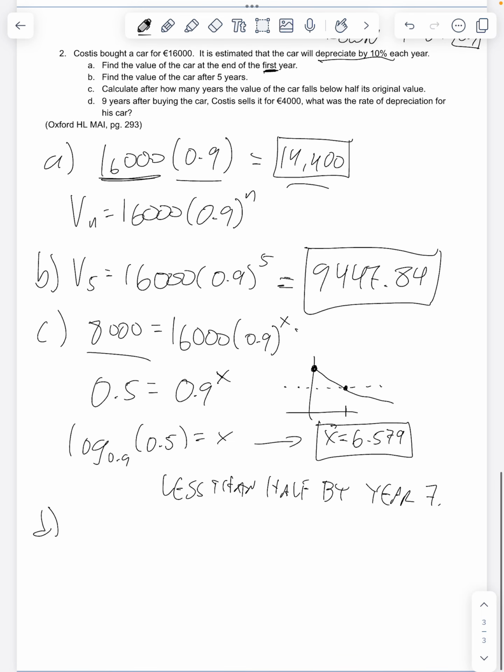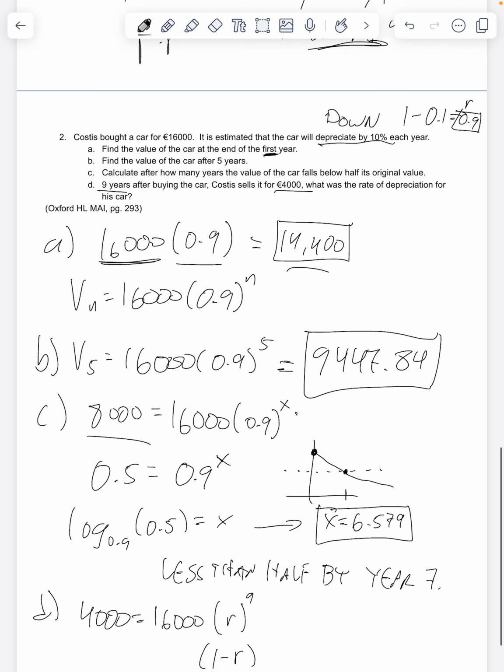So for D, now they're going to tell us how much he sells the car for. So he sells it for $4,000 after 9 years. What is the rate of depreciation? A couple ways to do this. The way that makes sense in my head is I would do 4,000 equals 16,000 times r to the t, or x, or whatever you want. And then we're going to solve for r. Sorry, not x. We know that.